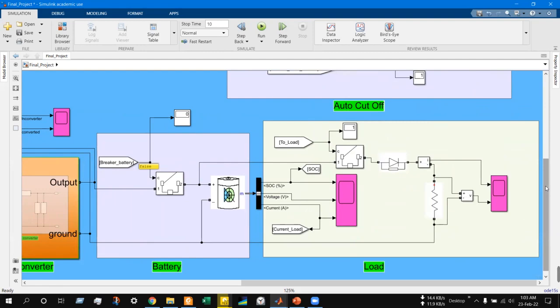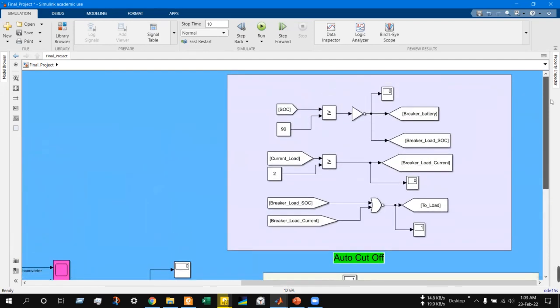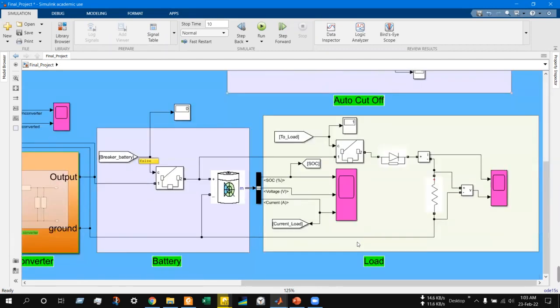Now we will see the auto cutoff part. Here we have used a relational operator which compares the SOC with the current of the battery. When the SOC is greater than 90%, the charging will be cut off through the breaker. It will then turn on the discharging part. When the supply of current in the battery is over 2 amperes, the discharging part will be disconnected for the safety of the load. Now my teammate Jubair will present.